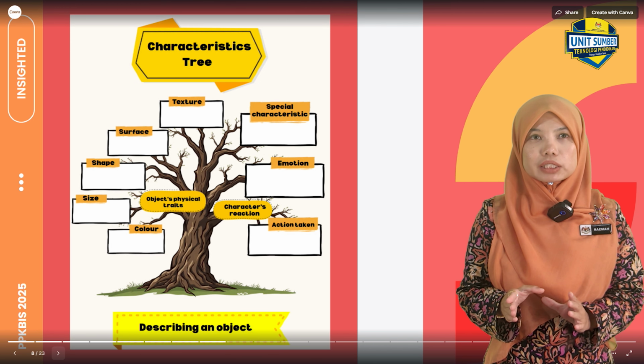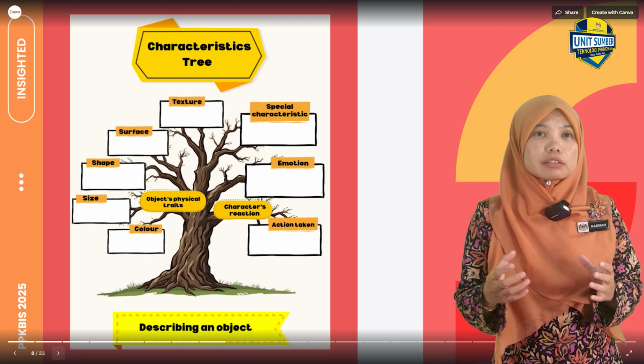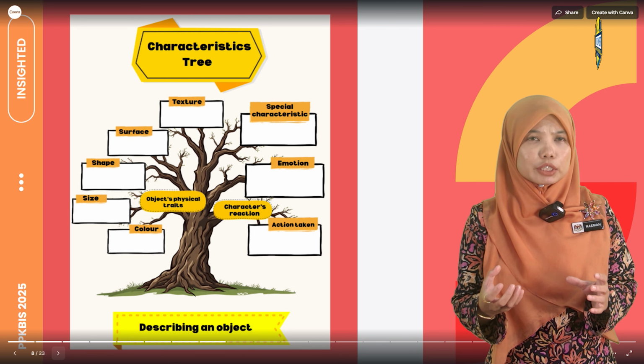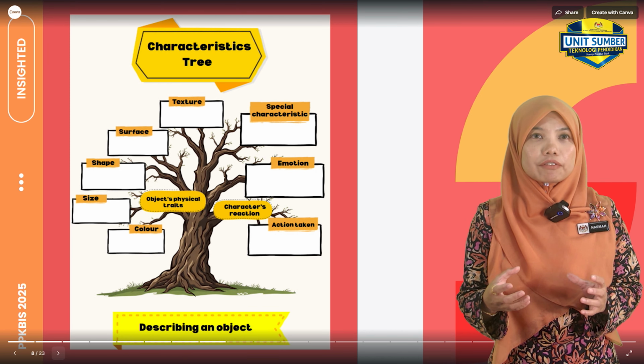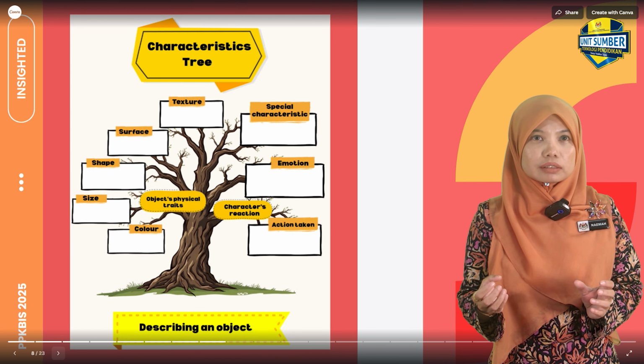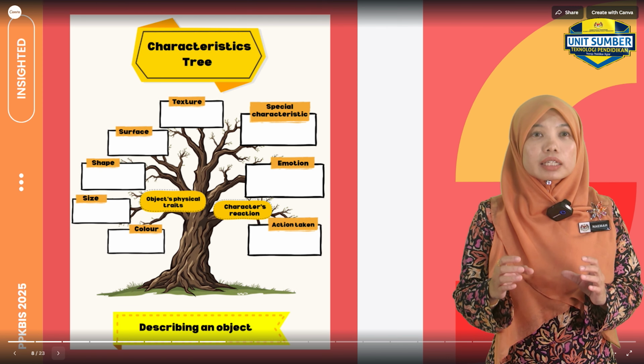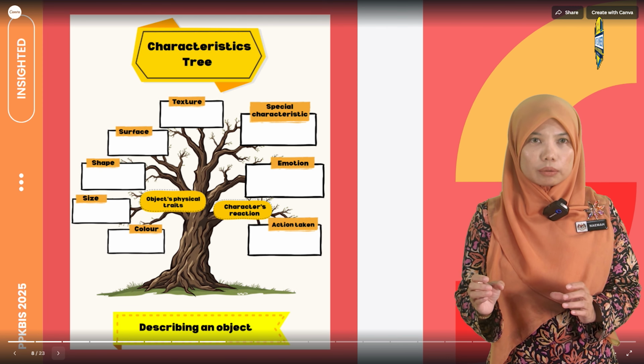For example, they need to describe the object in terms of what color it is, the size, shape, the surface or texture of the object, and special characteristics, for example, if the object moves or has any type of behavior. And then I also added the characters' reaction towards the object.